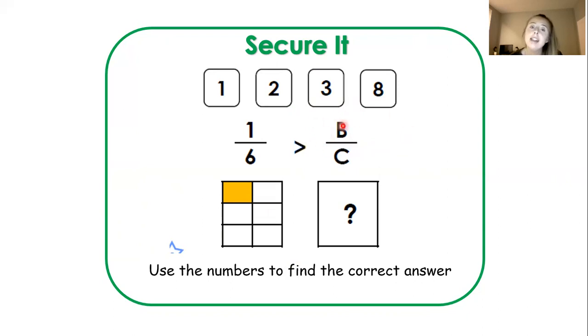So you're going to see what the denominator would be out of 1, 2, 3, and 8, which will make 1/6 greater than that fraction. Remember, 1/6 must be greater than that fraction for this comparison to make sense. So I want you to have a go at that.